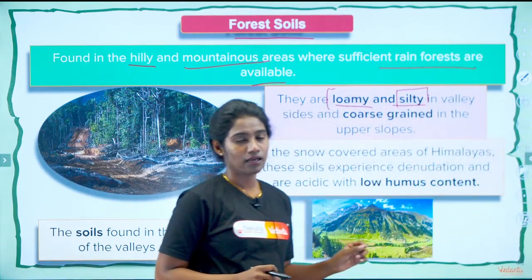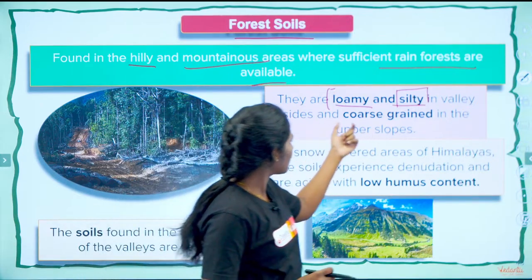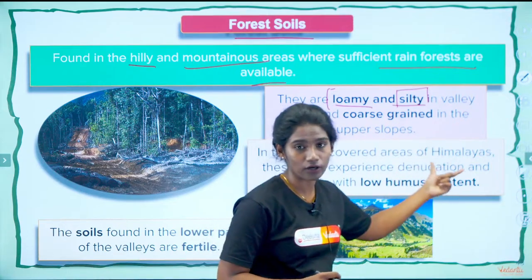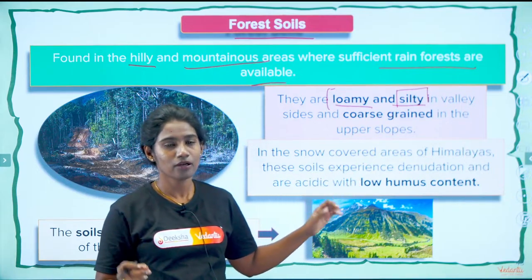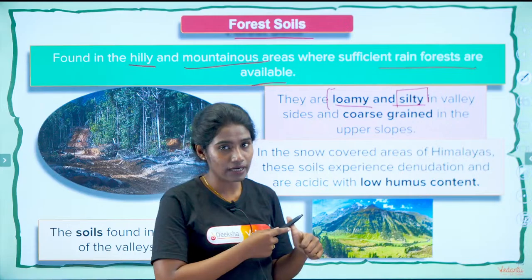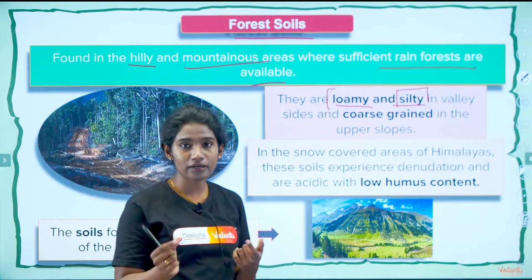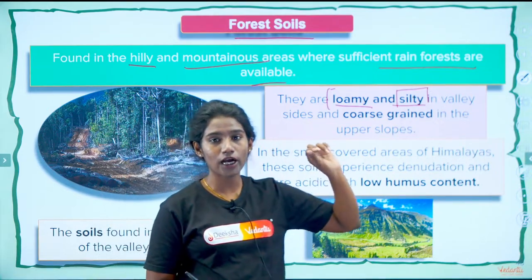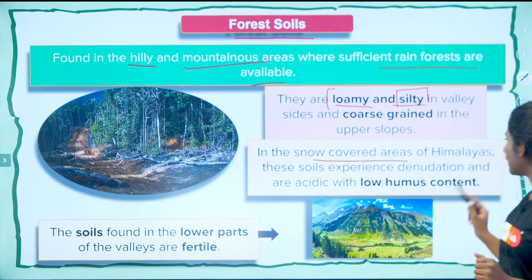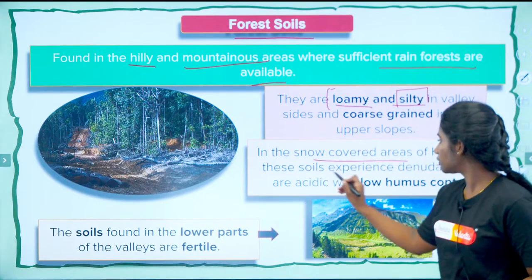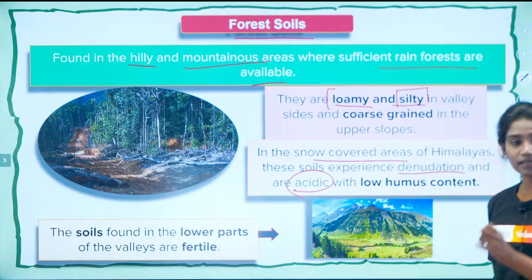Okay, and then in valley sites, where do you see them? Mostly in valley sites also, and coarse-grained in the upper slopes. So over there the soil texture will be a bit grainy, also granule type. So here the soil is fit for cultivation. It will have minerals, rocky substances, and even the soil will be granular type. Okay, so in the snow covered area of the Himalayas, these soils experience denudation and are acidic in nature.